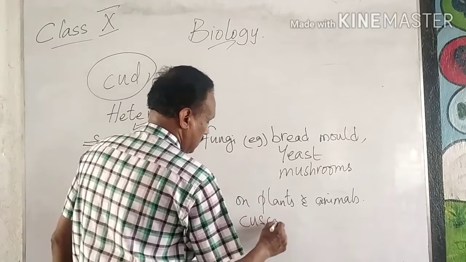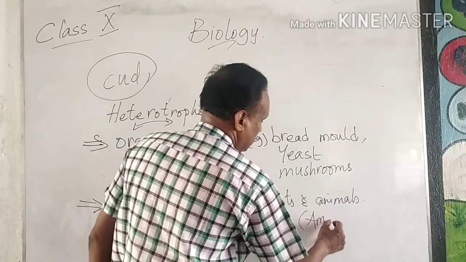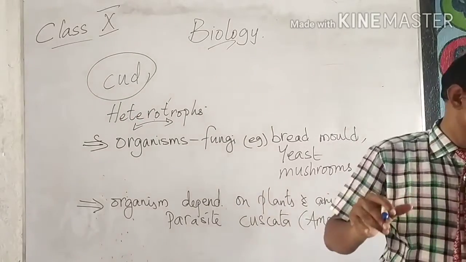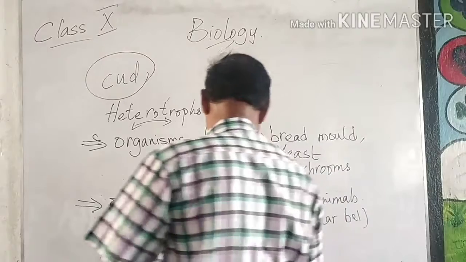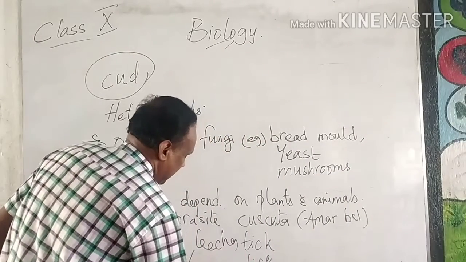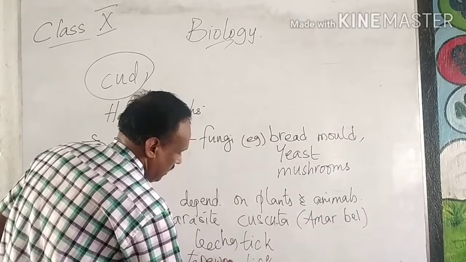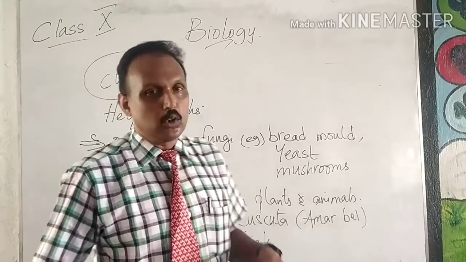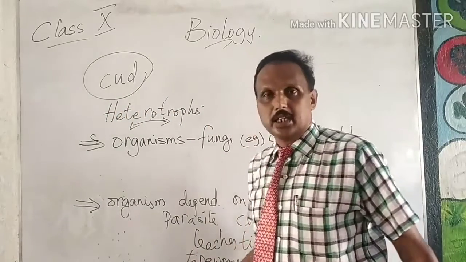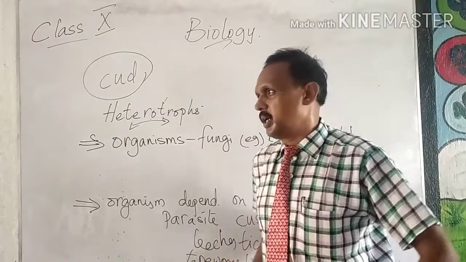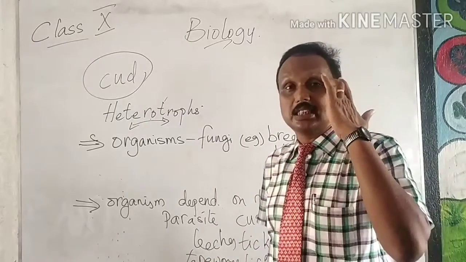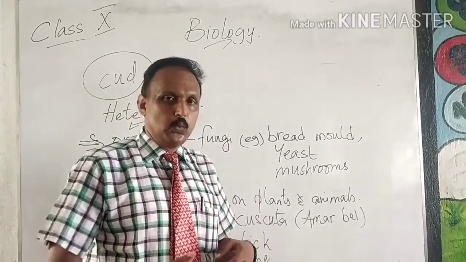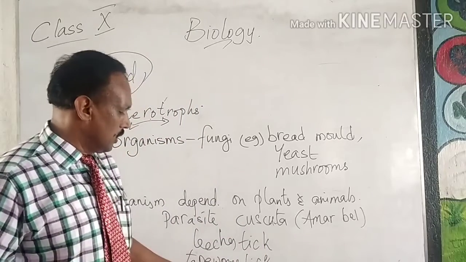Like the cuscuta, what you call in your language the amarbel. Then we have some like lice, leeches and tapeworms and all those things. They are called the parasites. Tapeworms we have in our stomach. The food that we eat is taken by that one. Sometimes the children complain, I have a lot of stomach ache, and they don't grow also, they are always thin. That is because they have tapeworm in their stomach. The tapeworm does not help us. Whatever food we eat, it will absorb energy from that and then it will grow.